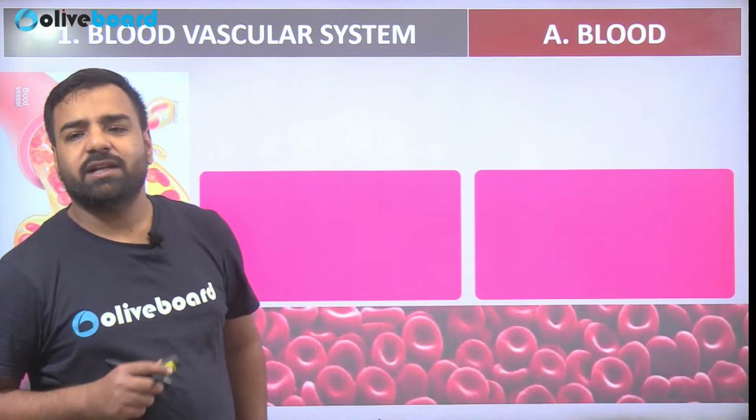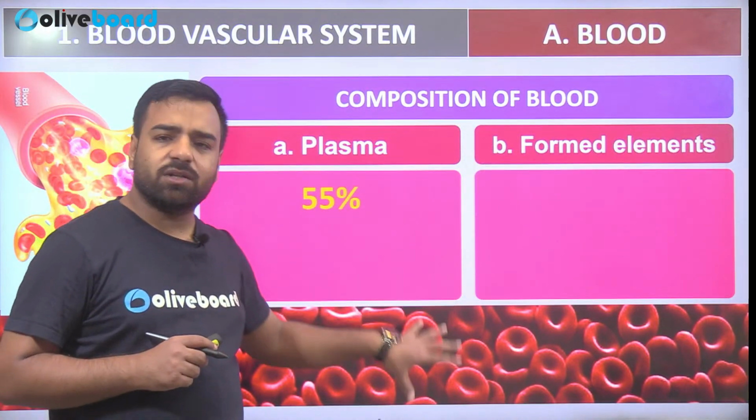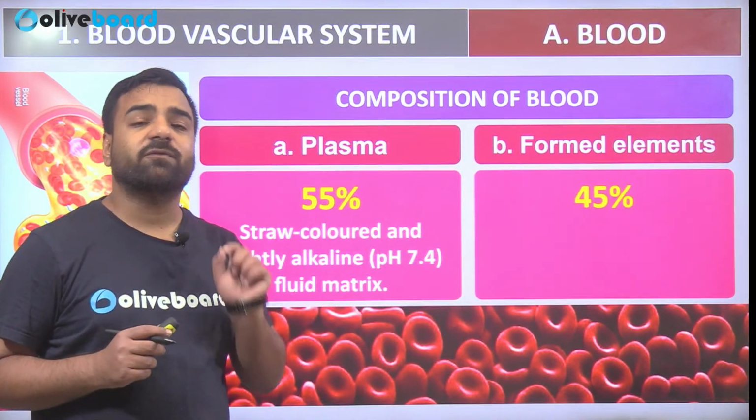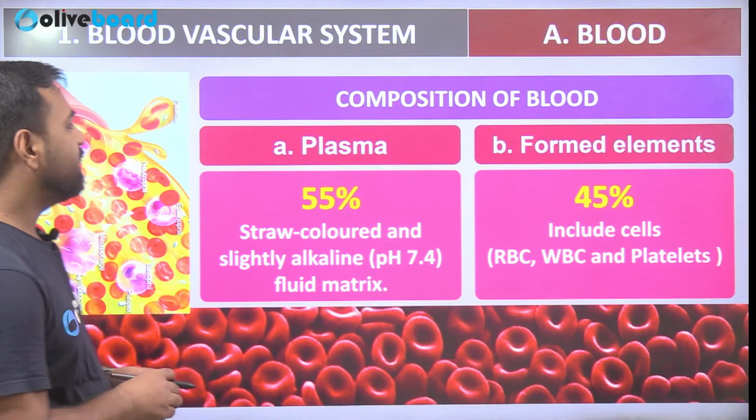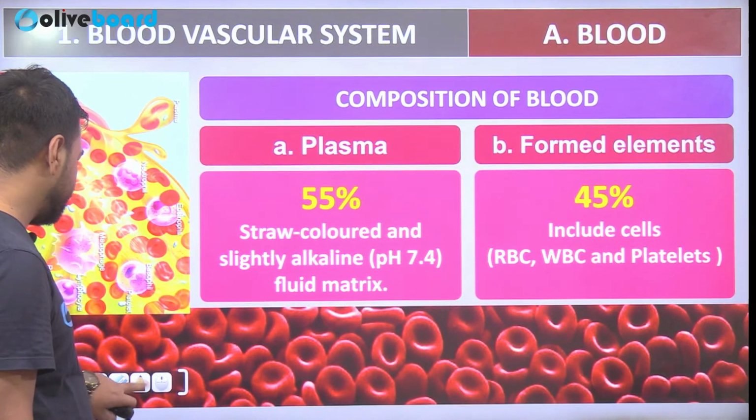First of all, let's understand what blood is. Blood is actually a connective tissue. What kind? A fluid connective tissue. And here we have two parts: one is plasma and the other is formed elements. So let's have a discussion on that.